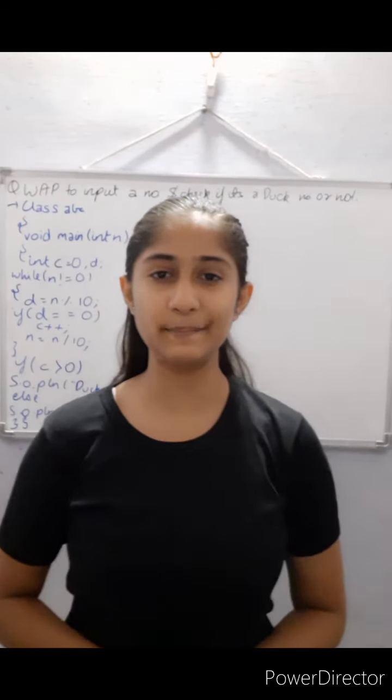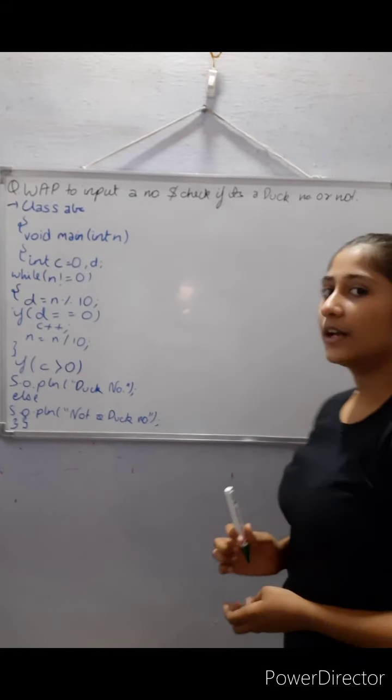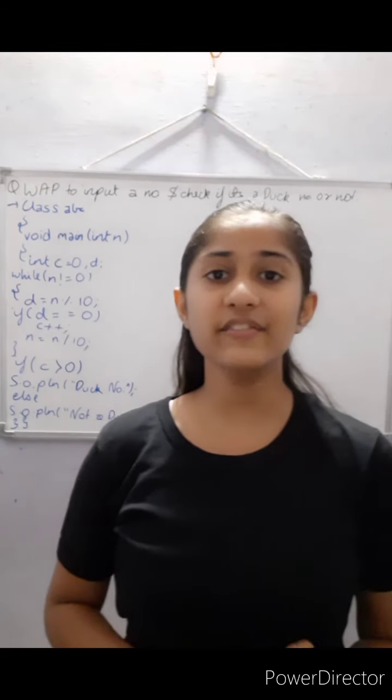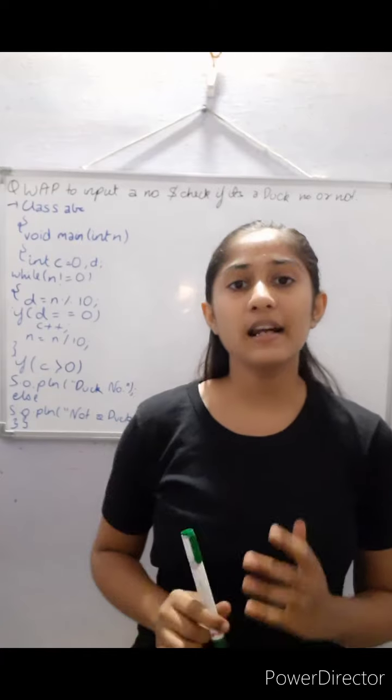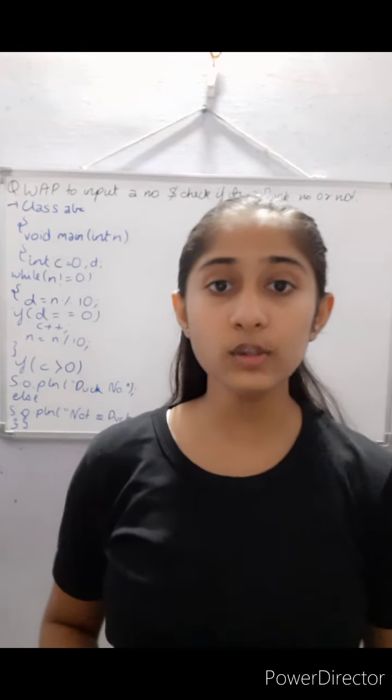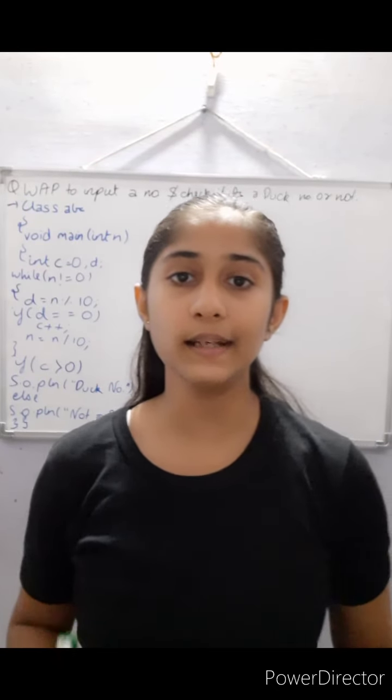Programs made simple. So in today's video, we are going to study the program: WAP to input a number and check if it's a duck number or not using a while loop. So firstly, we should know what is a duck number. A duck number is any number which includes a zero, but it is not only in the beginning.